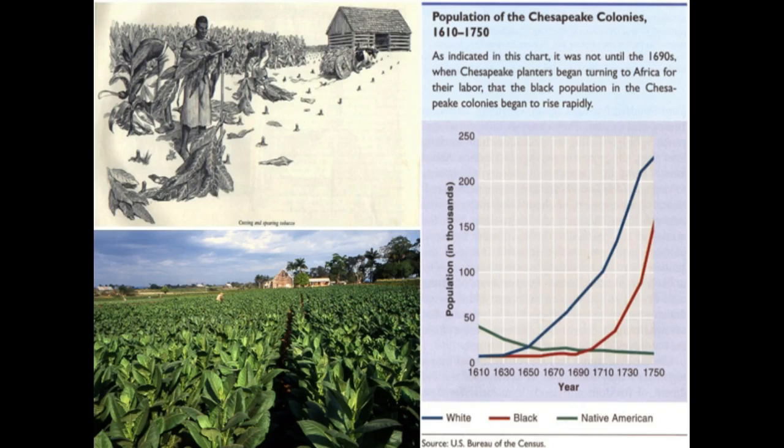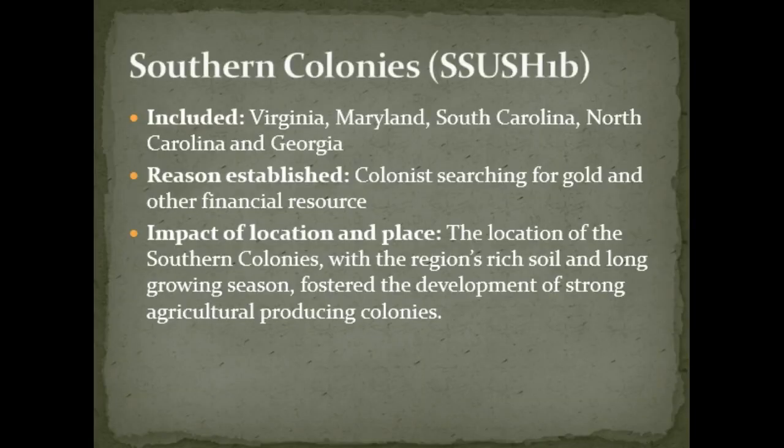This picture here is a picture of them growing things in America, and eventually they're going to need a source of labor. And what do you see that they're going to use as a source of labor? Absolutely right. African slaves. They're going to bring African slaves in from Africa in order to be a source of labor.